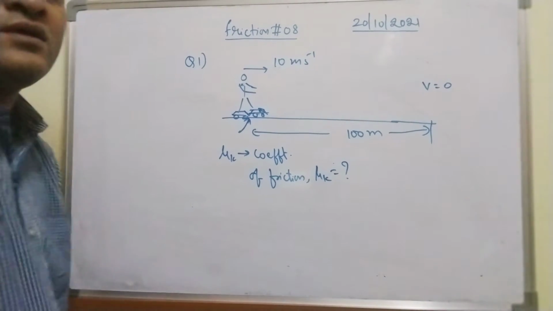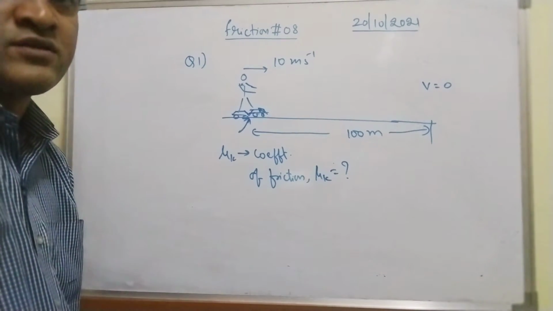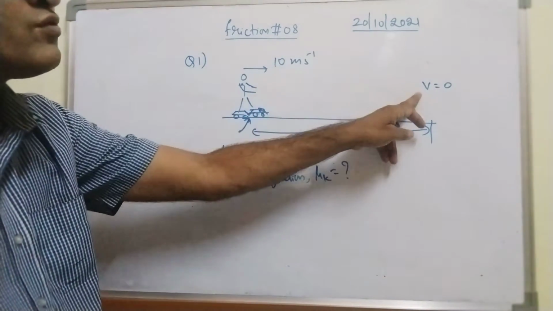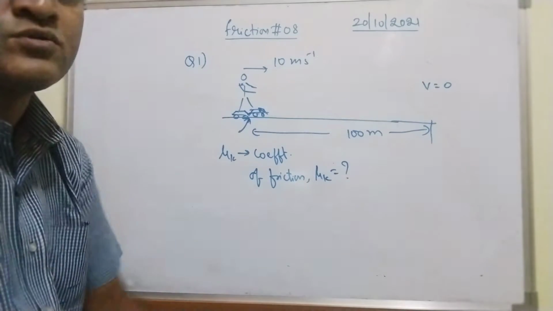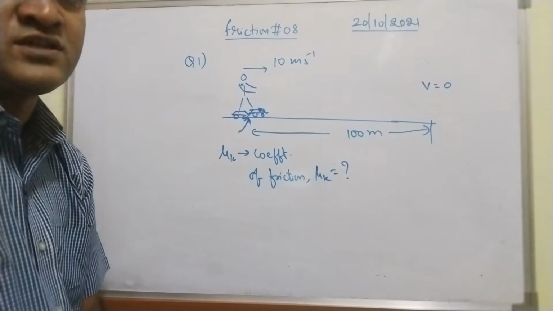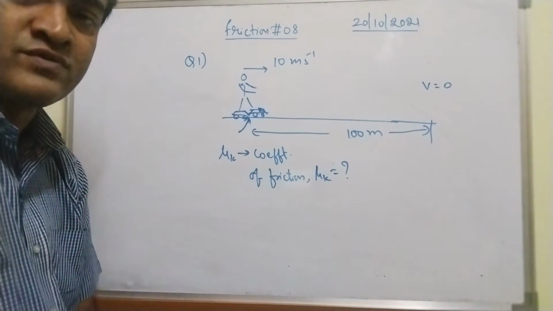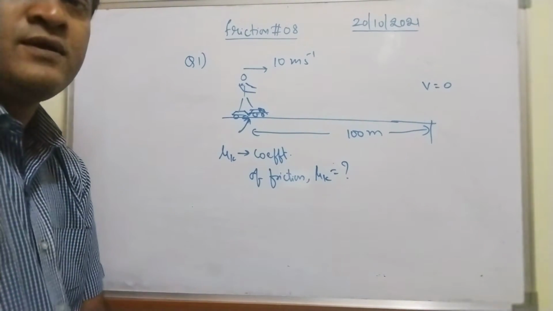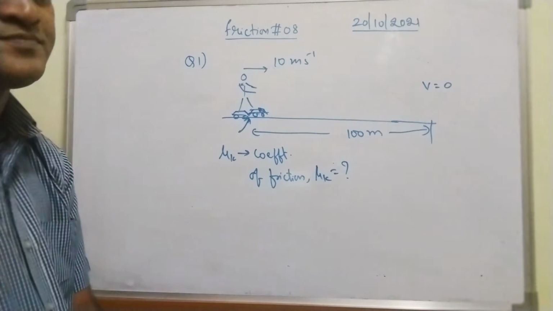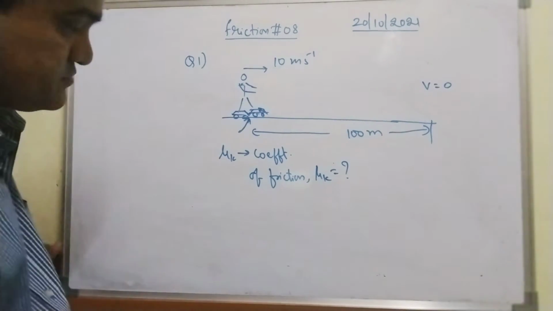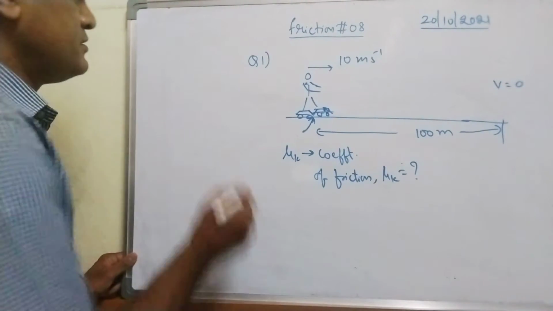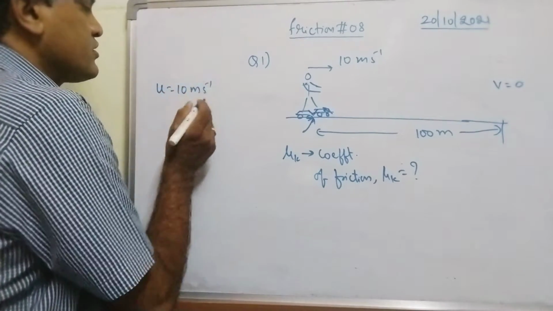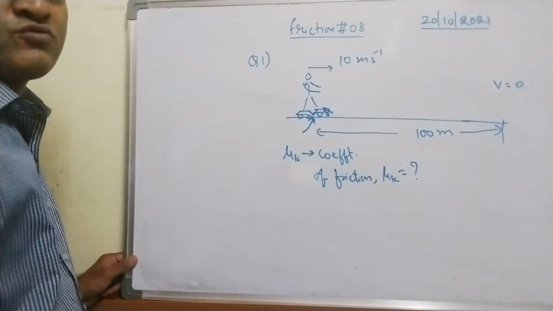So you have all the variables which you are very much familiar with. Initial velocity you know, final velocity you know, displacement you know, and you know how to find acceleration using the formula v square minus u square is equal to 2as. But finally what we have to find out is the value of coefficient of friction. This is what we need. So let me write the data. u is given as 10 meter per second. Let me write the question itself.